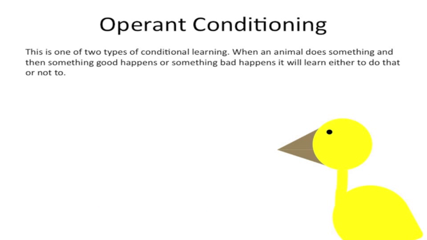Operant conditioning. This is one of two types of conditional learning. When an animal does something that has good or bad consequences, it will learn either to do it or not to do it.